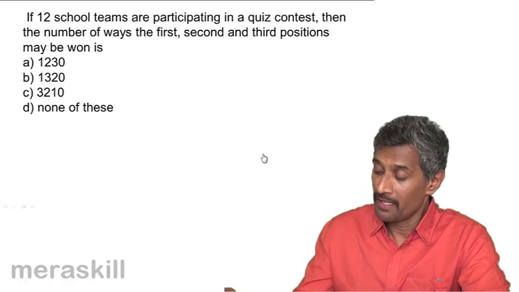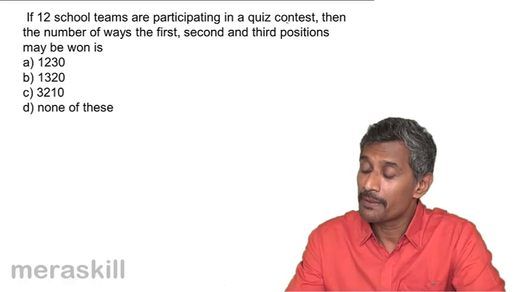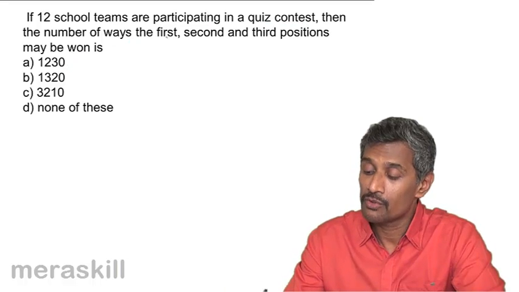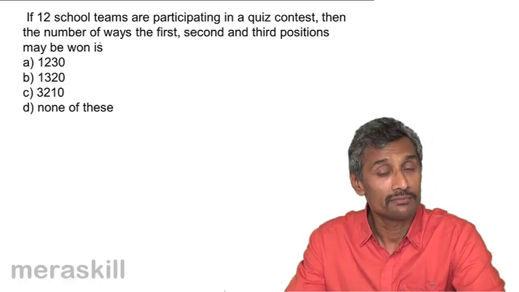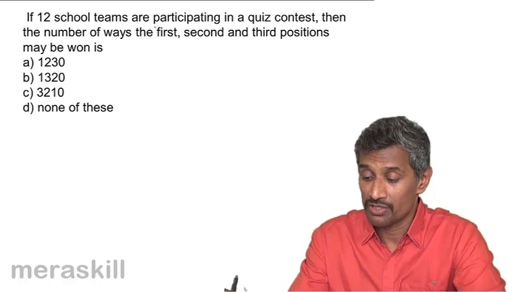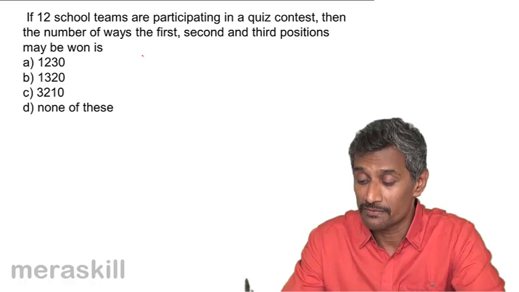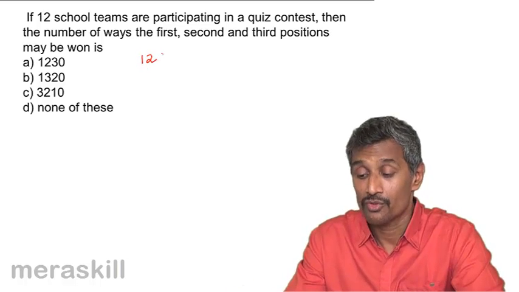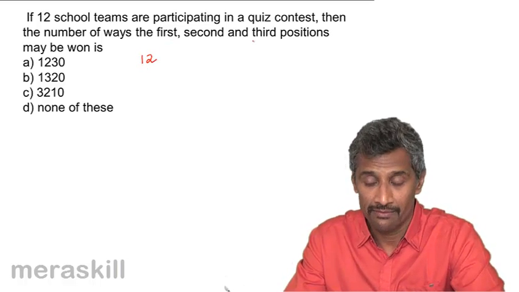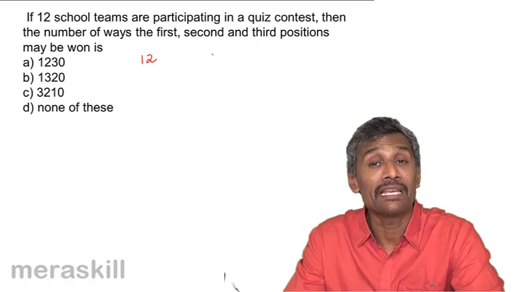Okay. Now, 12 school teams are participating in a quiz contest. Then the number of ways of first, second and third positions may be what? So there are various ways of doing it. Any one of the positions, say the first position, can be picked up by 12 schools in 12 different ways. So now remaining are only 11.